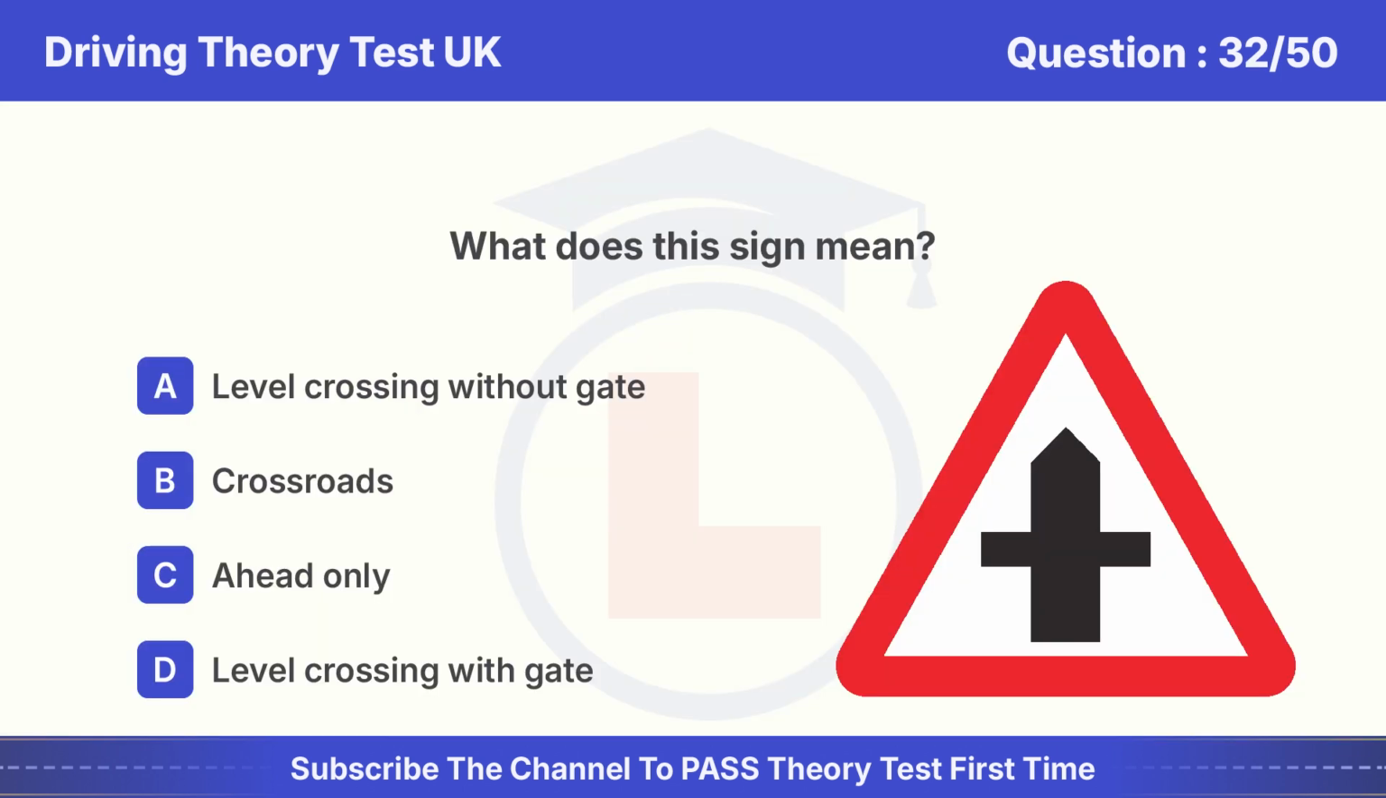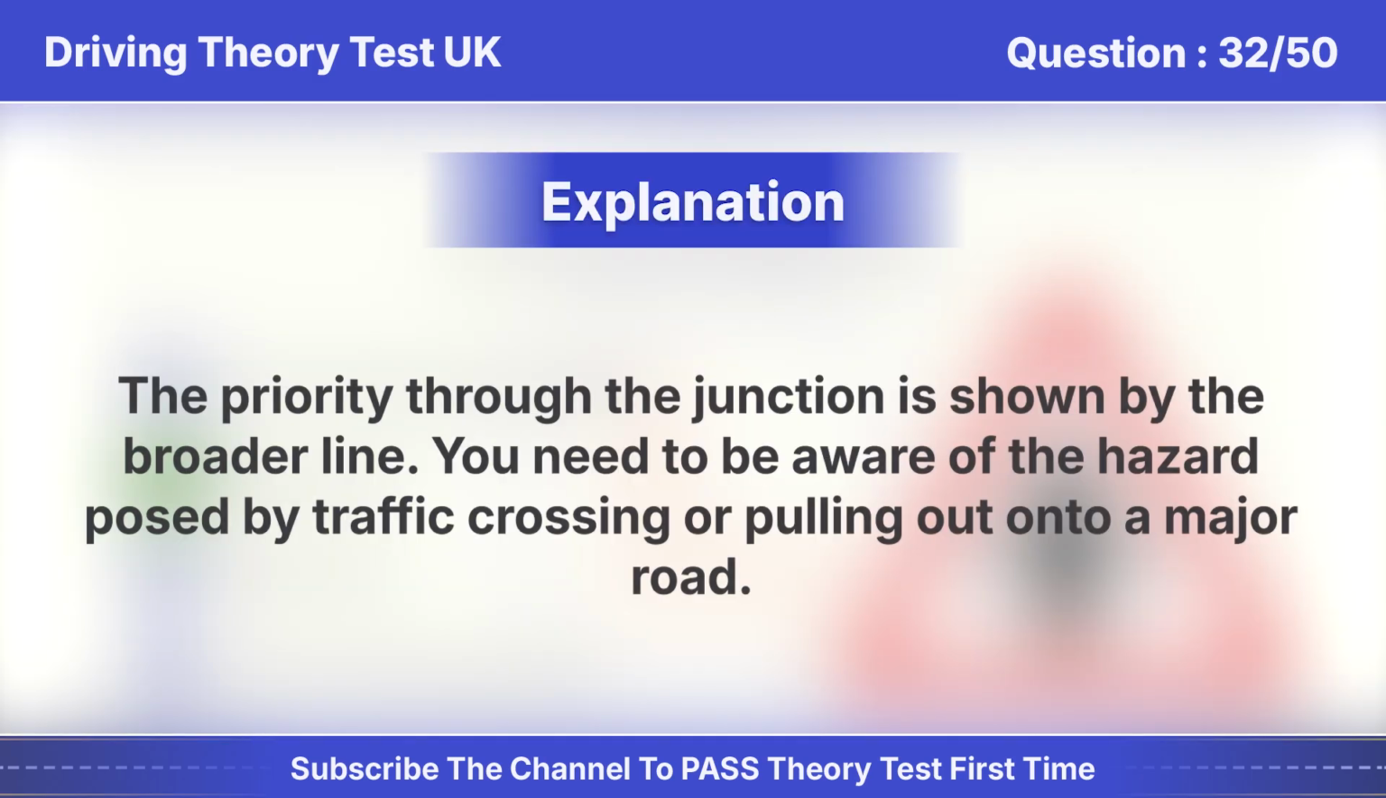Question 32. What does this sign mean? Answer is B. Crossroads. The priority through the junction is shown by the broader line. You need to be aware of the hazard posed by traffic crossing or pulling out onto a major road.